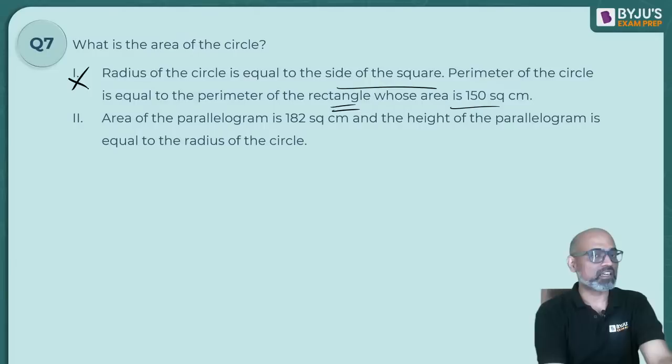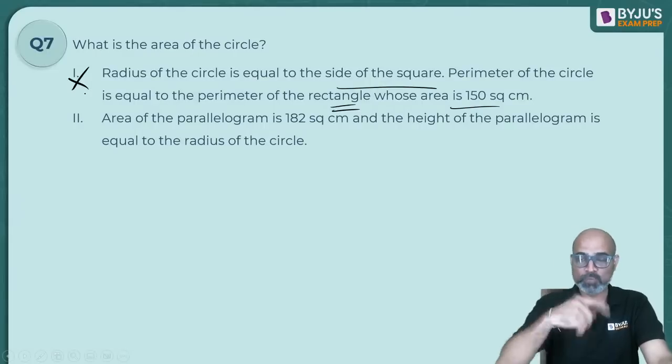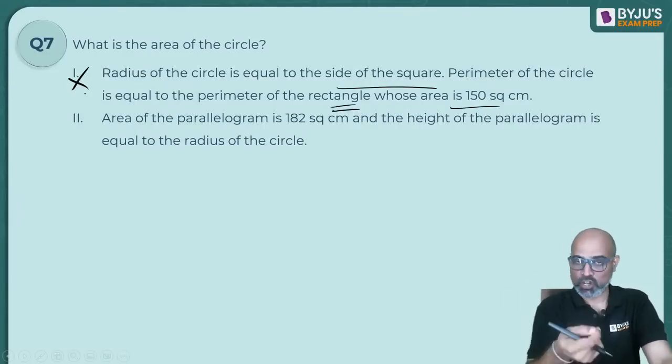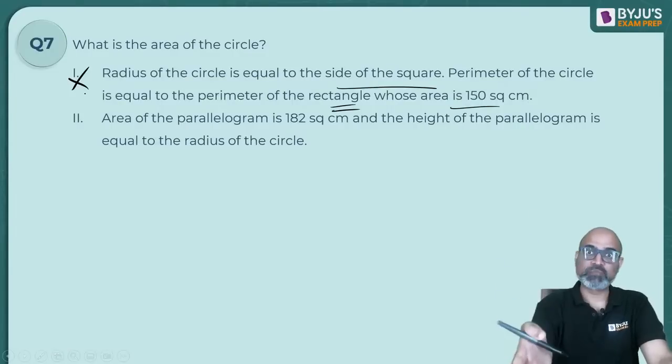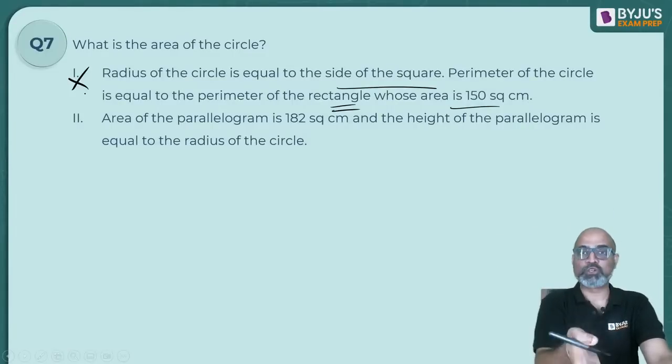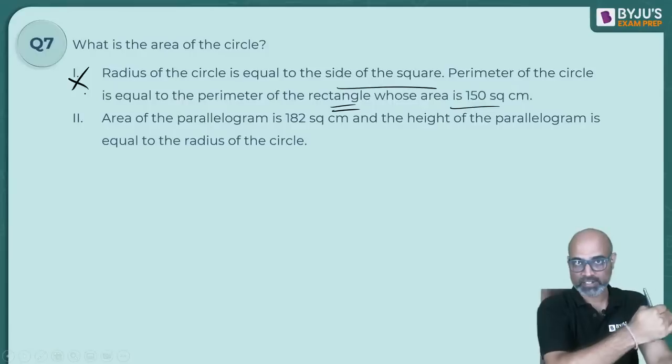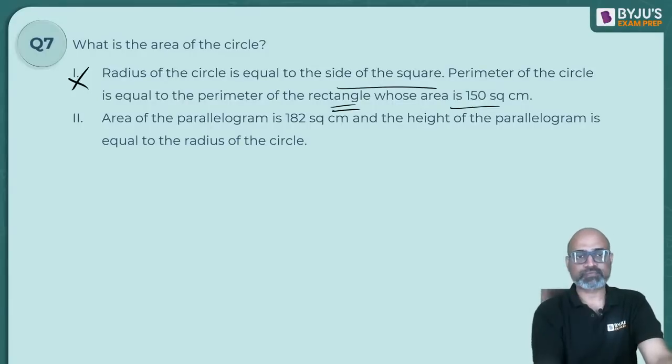So पहले से तो नहीं है. I will not be able to get a unique answer, so I won't be able to get a unique answer. So I backtracked, right? That was clear. Let's look at the second.